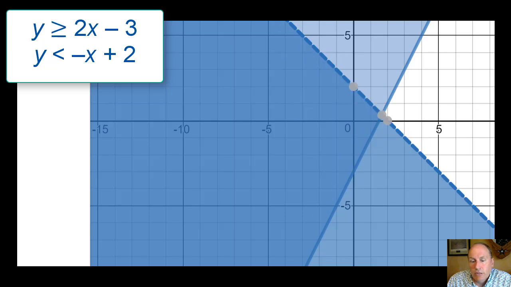So it's this. It looks like a pentagon, but it actually does go on forever. This triangular area here in dark blue is the solution to our linear system of inequalities.